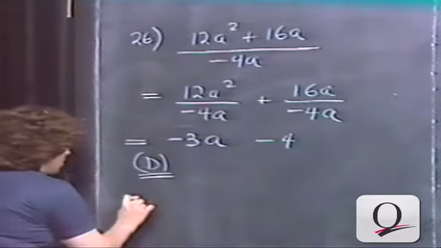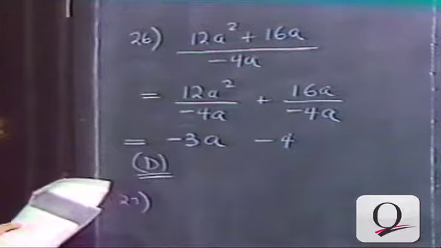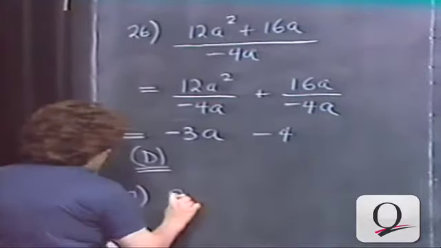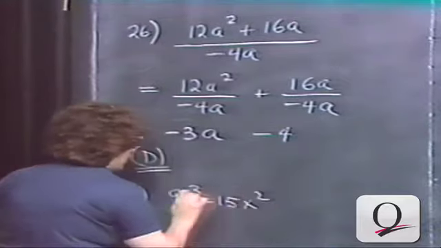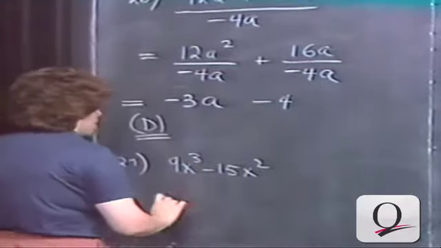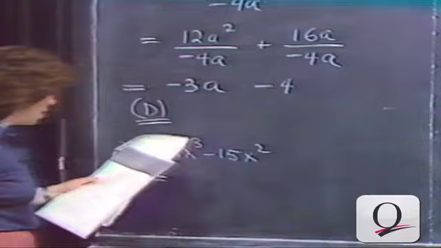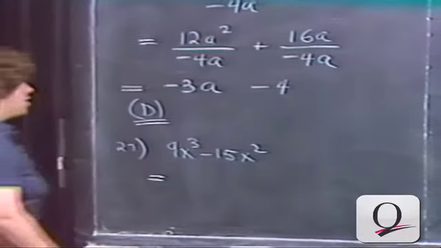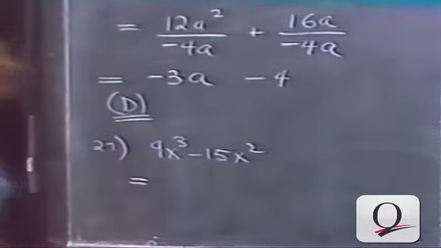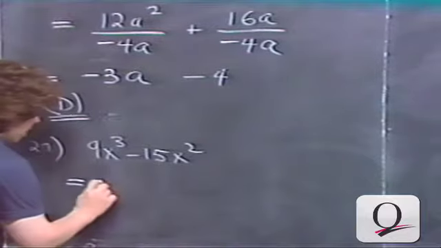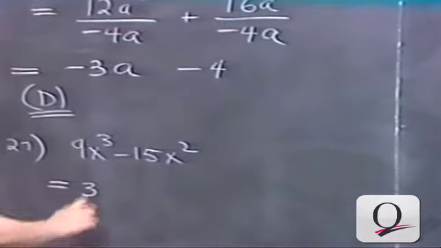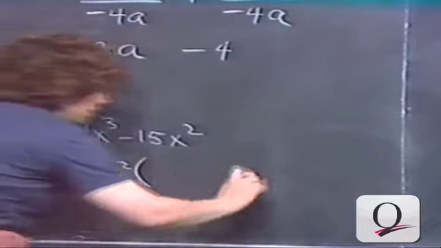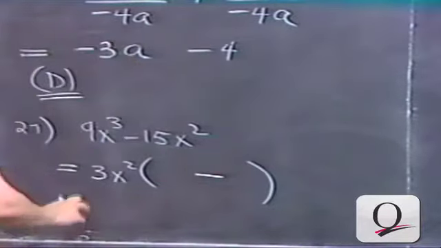Question 27. Factor 9x cubed minus 15x squared. All they're looking for is you to pull out the greatest common factor here. Between the 9 and the 15, the largest number that goes into both of them is a 3. Between the x cubed and the x squared, the most you can pull out is the x squared. And then collect the terms and see what you're left with.